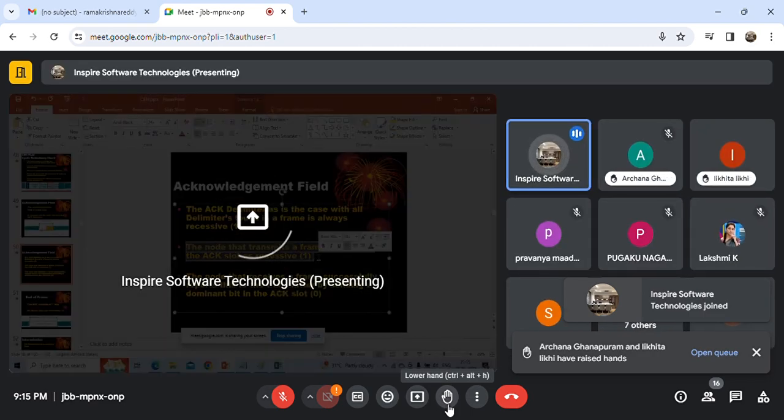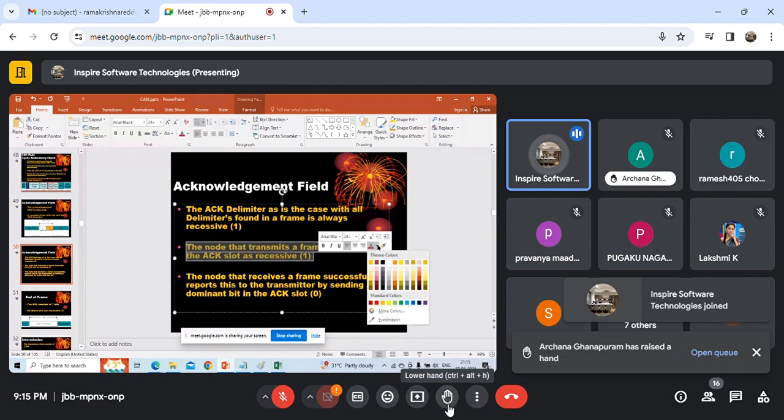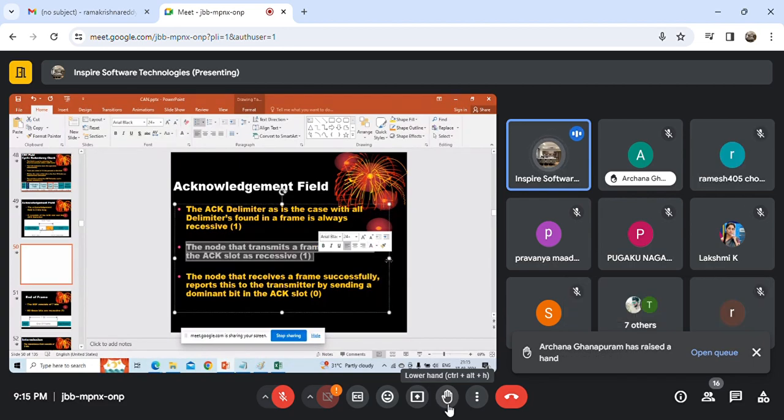Everybody can see the screen. Protocol says this. Please remember this. The node that transmits the frame transmits the acknowledgement slot as what? Recessive. And one of the receivers has to pull that recessive to dominant. Okay. Is it clear?